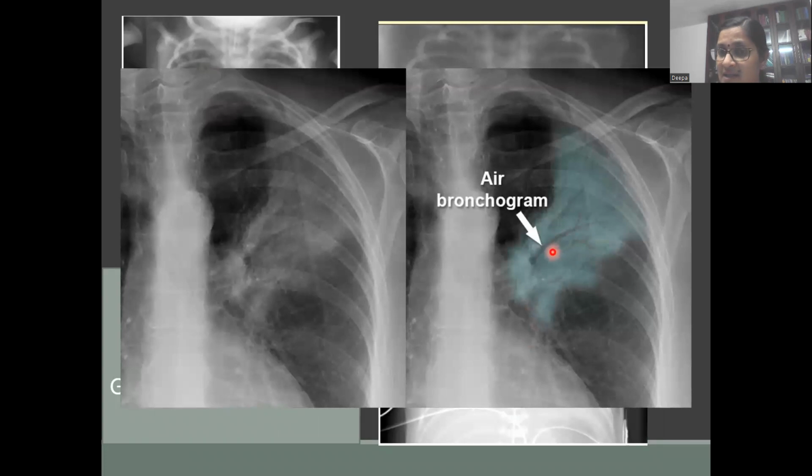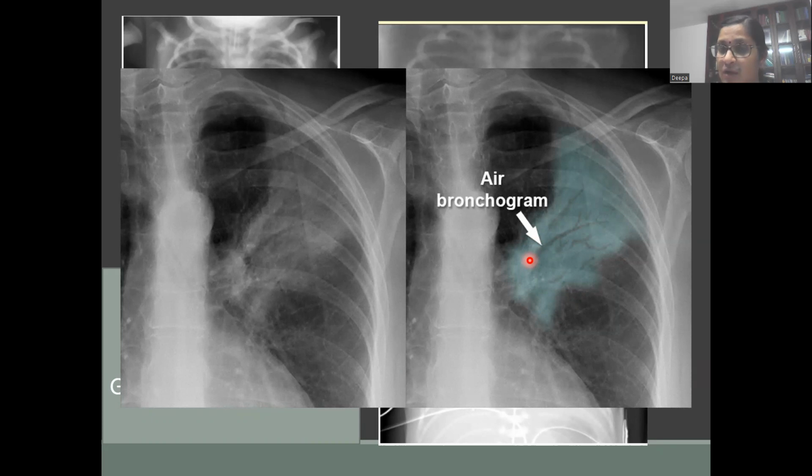Air bronchogram means that you have air-filled bronchi, which are highlighted against the background of the collapsed alveoli. So, you have underaerated alveoli, and the bronchus which is filled with air. This stands out in the form of air bronchogram. The radiological feature in a respiratory distress syndrome baby will be low volume lung.